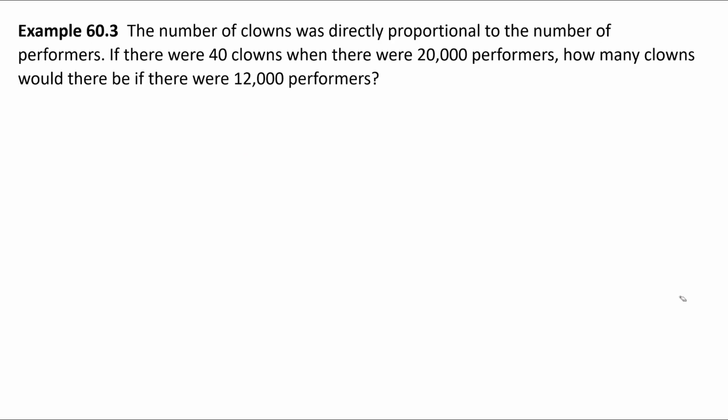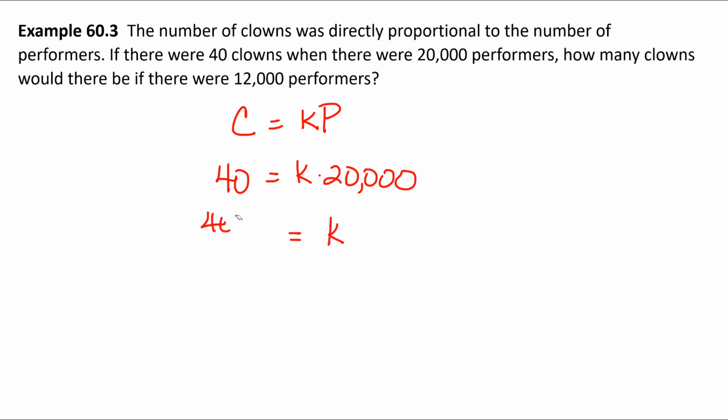All right, the number of clowns was directly proportional to the number of performers. So that's pretty easy. C for clowns, P for performers. So the number of clowns is directly proportional to the number of performers. So that's K times P. If there were 40 clowns, there were 20,000 performers. To solve for K, we have to divide both sides by 20,000. So K is equal to 40 over 20,000.